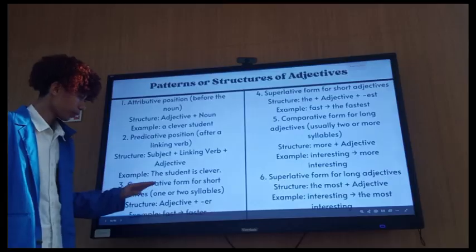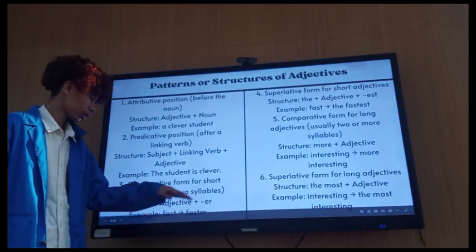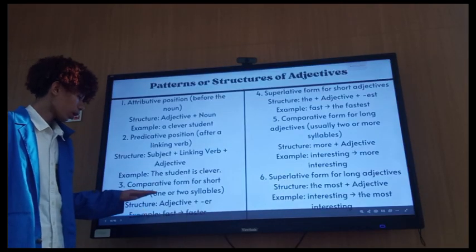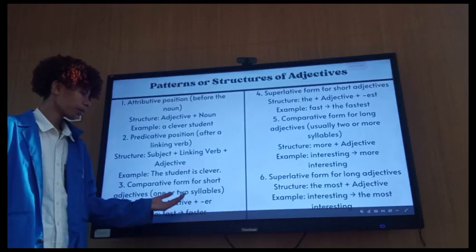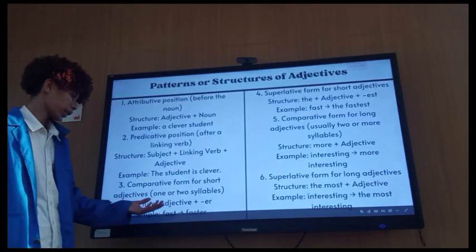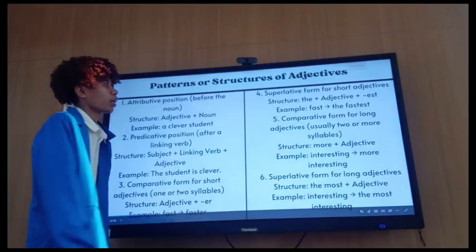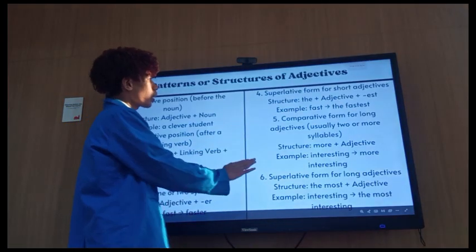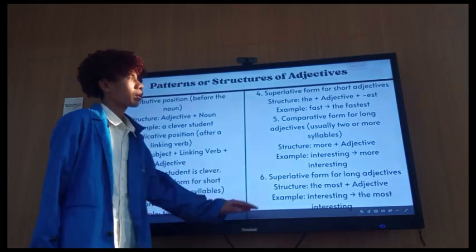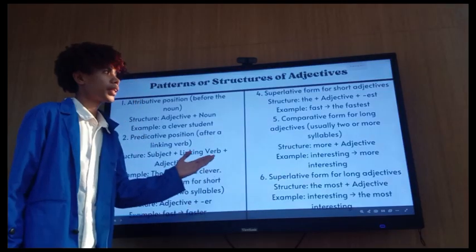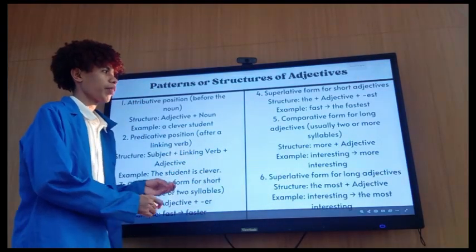Three, comparative form for short adjectives, one or two syllables. Structure: adjective plus er. Example: fast, faster. Four, superlative form for short adjectives. Structure: the adjective plus est. Example: fast, the fastest.